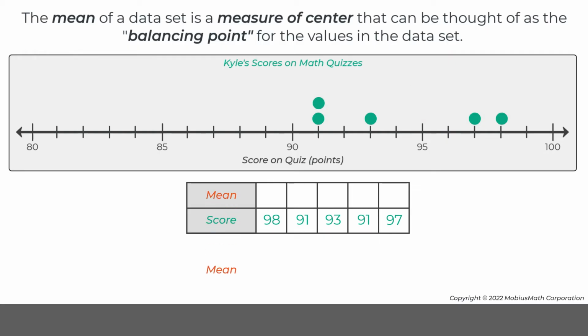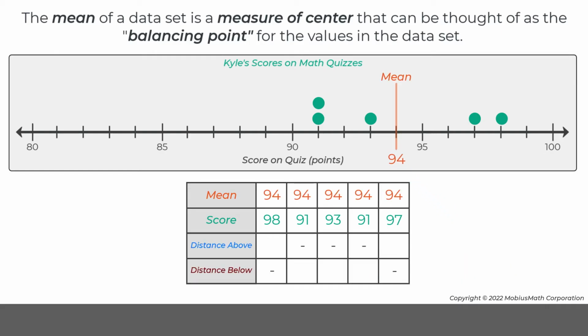The mean, which is often called the average, can be calculated by finding the sum of the quiz scores and then dividing by the number of quiz scores. Once the mean is found, the distance from the mean of each value in the data set can be calculated and listed in the table.